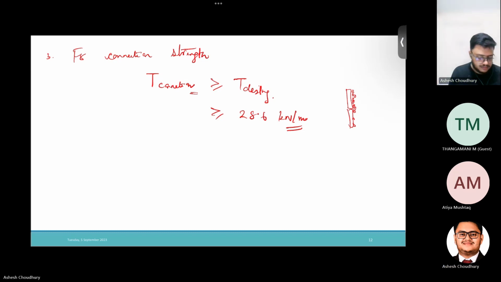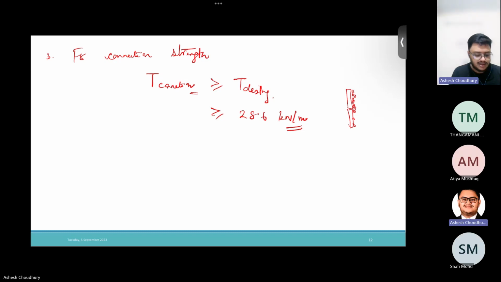Several researchers have given several theories or criteria for that. You can follow any of the criteria and decide the gradation of the backfill soil, the particle size of the backfill soil. All right.